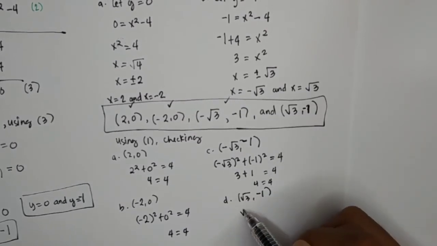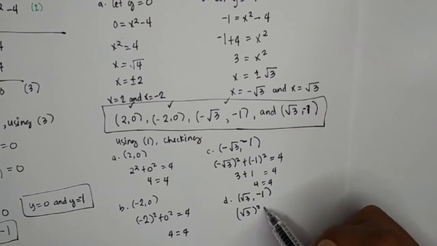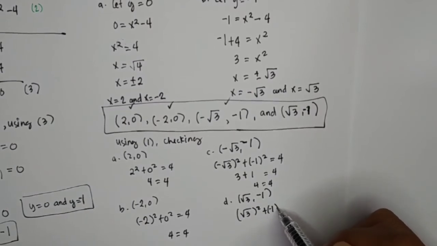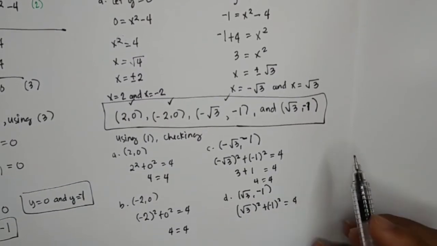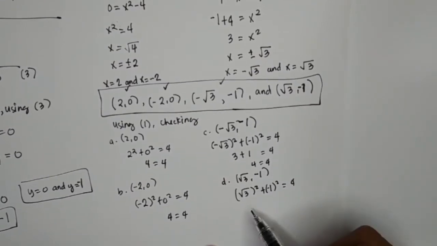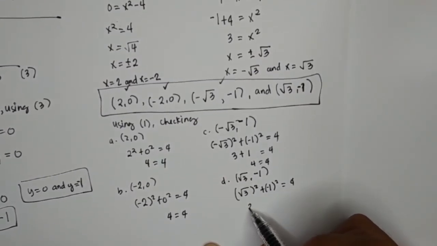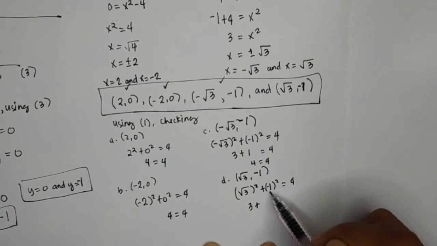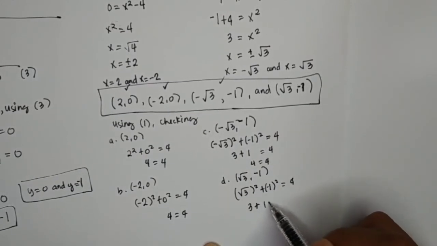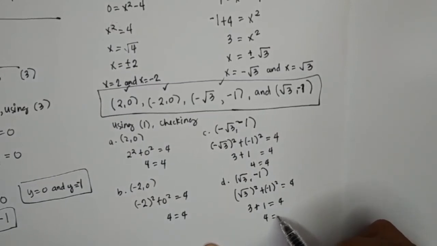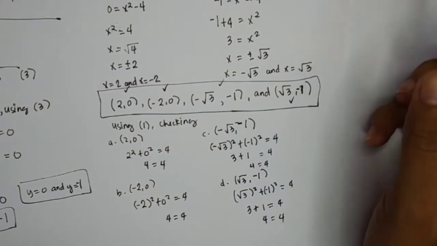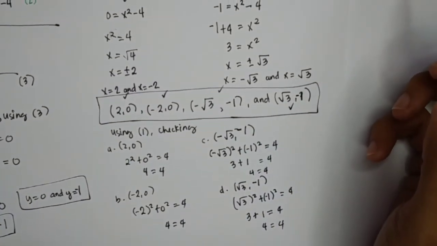And lastly, we have here positive square root ng 3 and negative 1. So, we have square root ng 3 squared plus negative 1 squared is equals to 4. So we have here now, mawawala yung square root. We have 3 plus negative 1 times negative 1, that is 1, is equals to 4. So we have 4 is equals to 4. So therefore, tama yung mga solution natin.